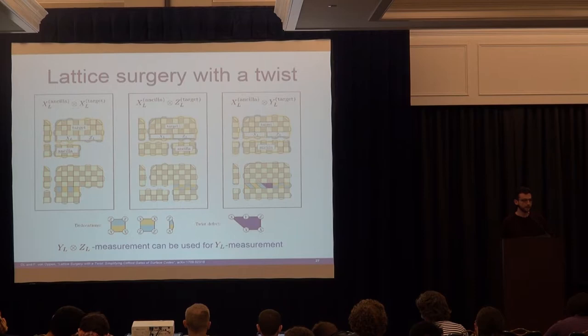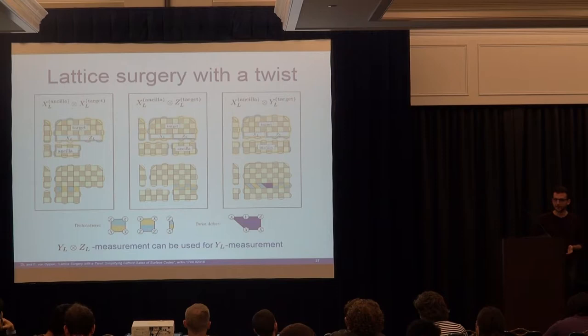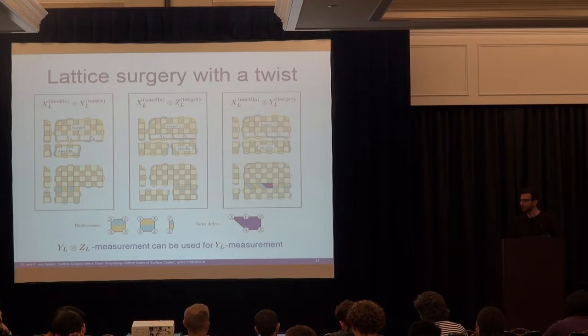Perhaps some will recognize that this stabilizer configuration corresponds to a twist defect. And this is no coincidence, because it turns out that lattice surgery is basically the same thing as a measurement of the parity of four twist defects. And this twist defect is simply the one twist defect which is not part of the measurement. But that's more of a fun fact.